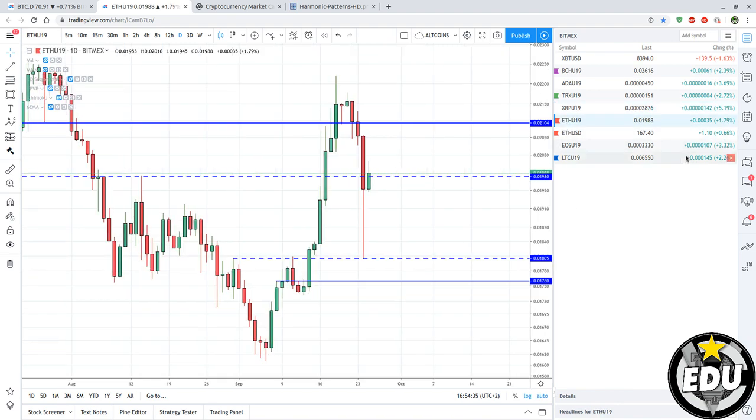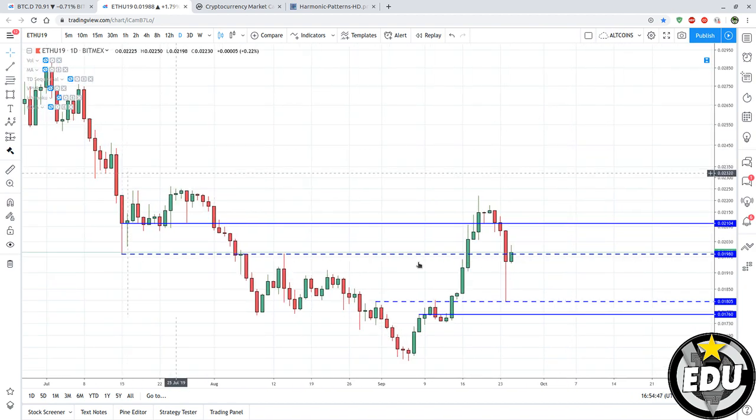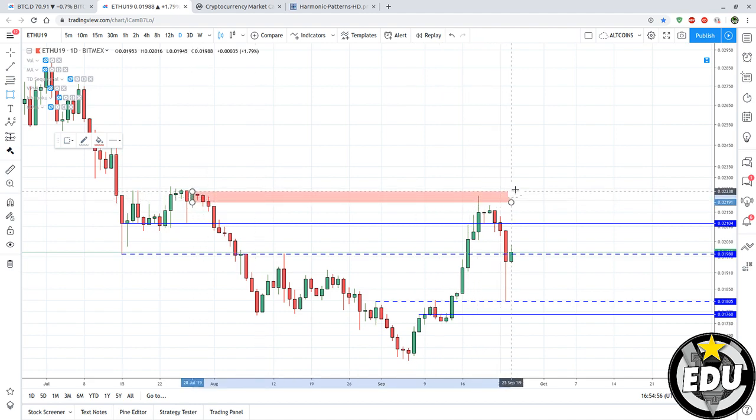Ethereum, boom! Look at that massive thing. Hit my levels. I just needed those levels on Ethereum. That's all I needed. Fake out also here. Actually, not a fake out. I would say there was supply here that got hit perfectly. So there was the extreme resistance.